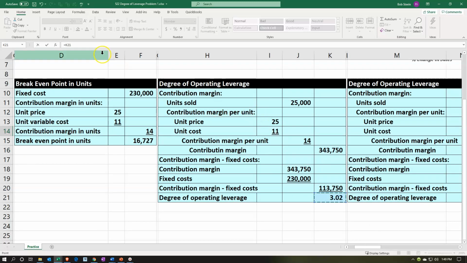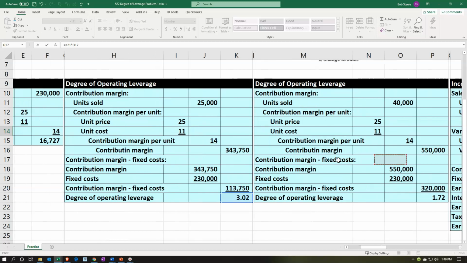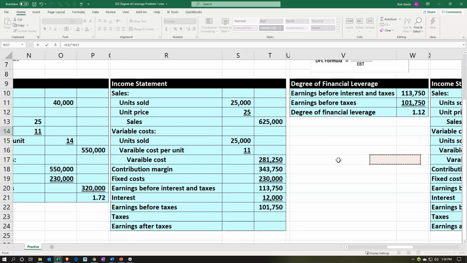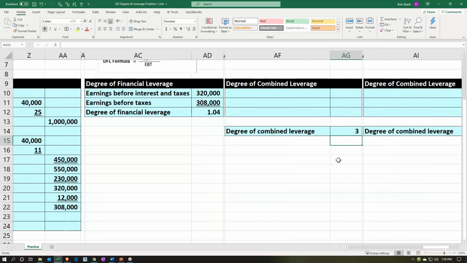And then I'm going to multiply it. You can see the formula up top. I'm going to say times. I'm going to put my cursor back down, because if I start hitting the arrows right now, it's going to take me back to the starting point. So I'm looking for the degree of financial leverage, the first one, which is right after the first income statement we did, the 1.12, and enter. That's going to give us 3.